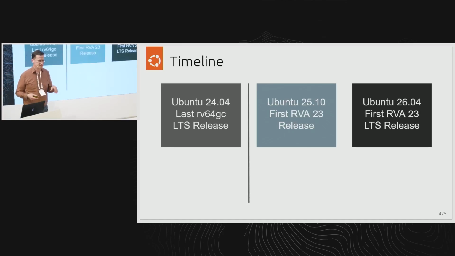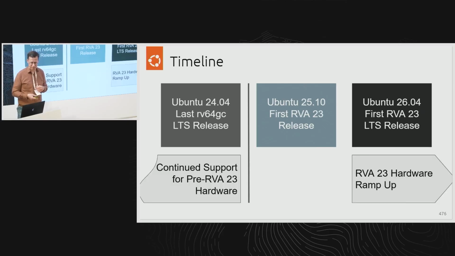So if you look at the timeline of releases, Ubuntu 24.04 is the last release which will support the old hardware, which is just having RV64GC or up to RVA22. And with 25.10, we now have the first release that requires RVA23, which unfortunately means we are leaving the hardware behind with an LTS release. And currently, the current release runs on QEMU only, because the hardware is expected at the beginning of next year. But next year will also be the first LTS release with RVA23.